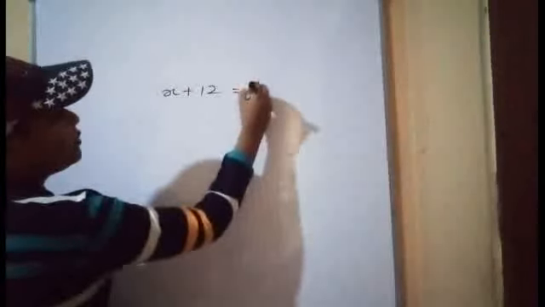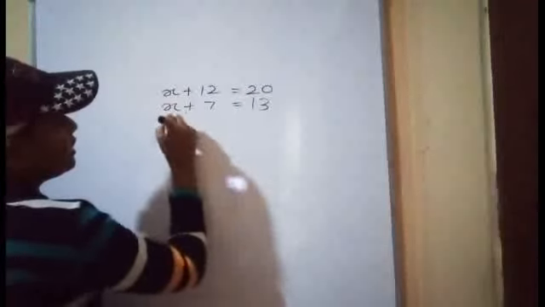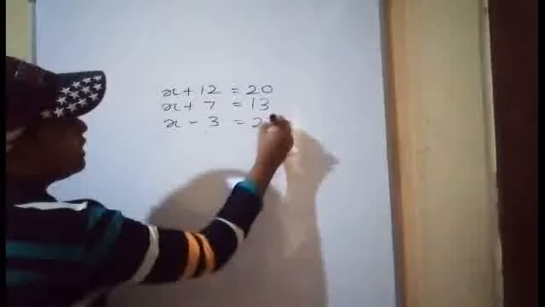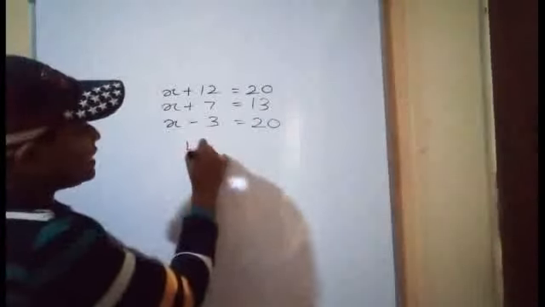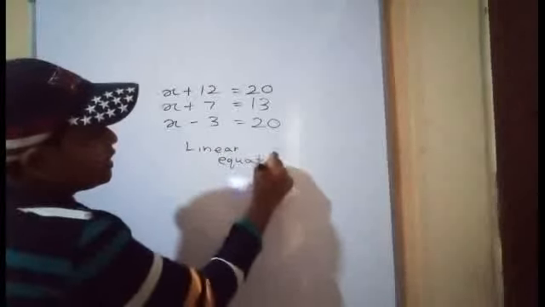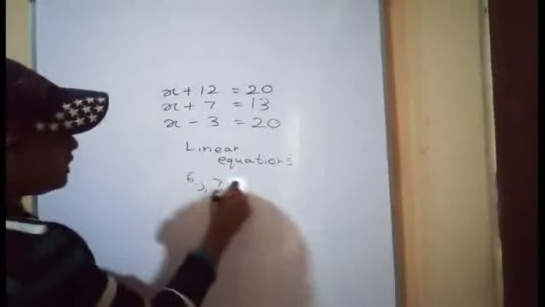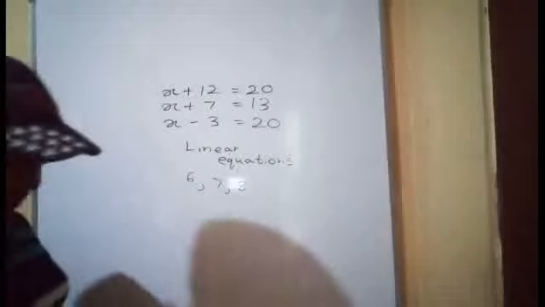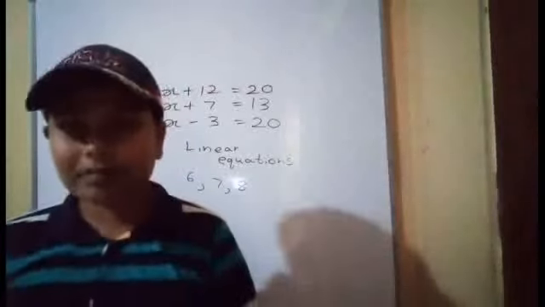We know linear equations are like x plus 12 equals 20, x plus 7 equals 30, x minus 3 equals 20. These are known as linear equations, and we learned them in grades 6, 7 and 8. Now let's solve some equations.